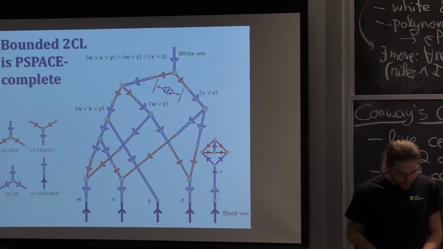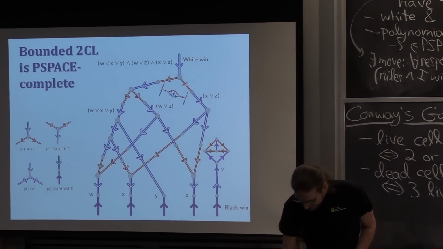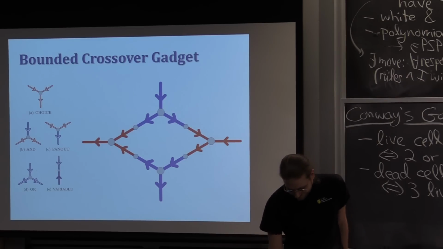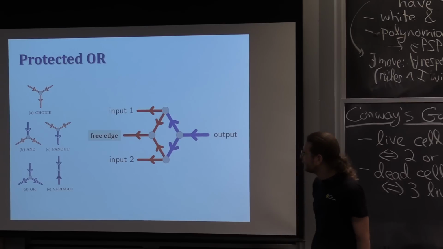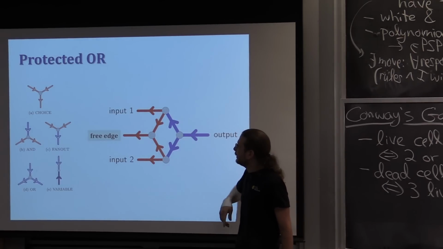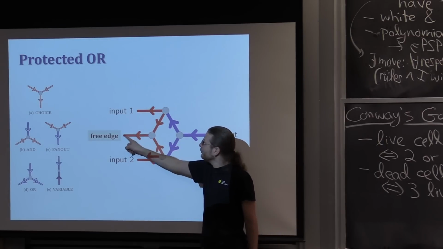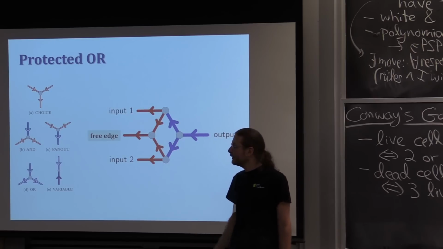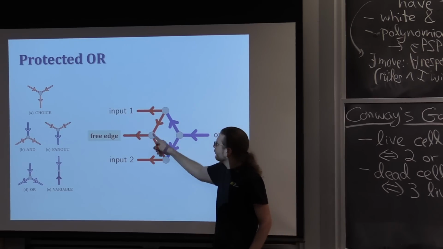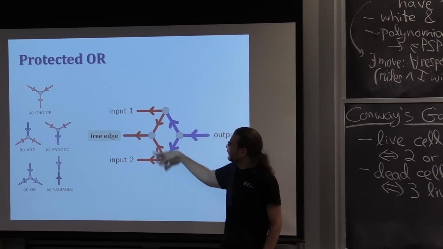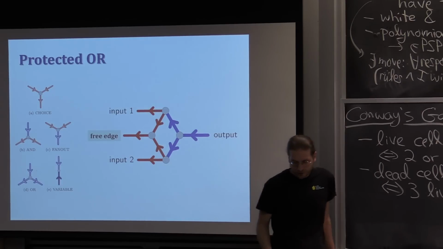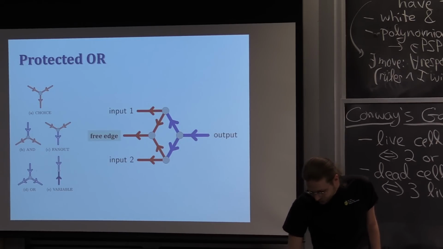Okay, 0 minutes remaining. The same crossover works. And you can also build a protected OR. Protected OR is where you never have both of these coming in. If you will allow me the notion of a free edge, which is just floating there and can be reversed whenever you want, this is a white edge, then this will act as an OR, because this choice gadget can only go one way or the other. So only one of the inputs can actually flip one of these edges, and then the OR will just take it. So we can build protected ORs.